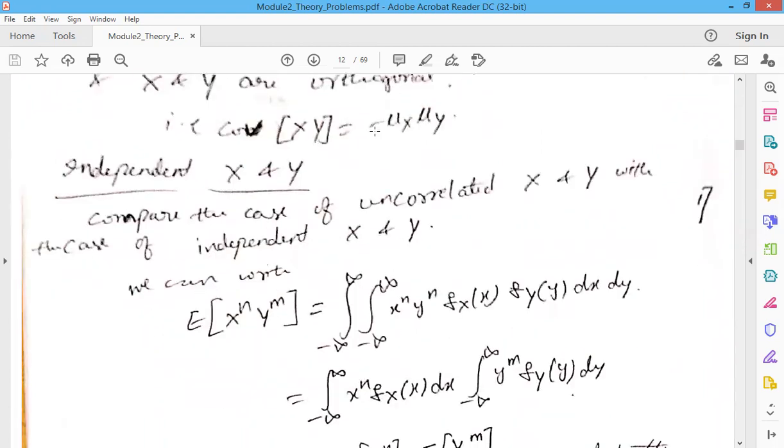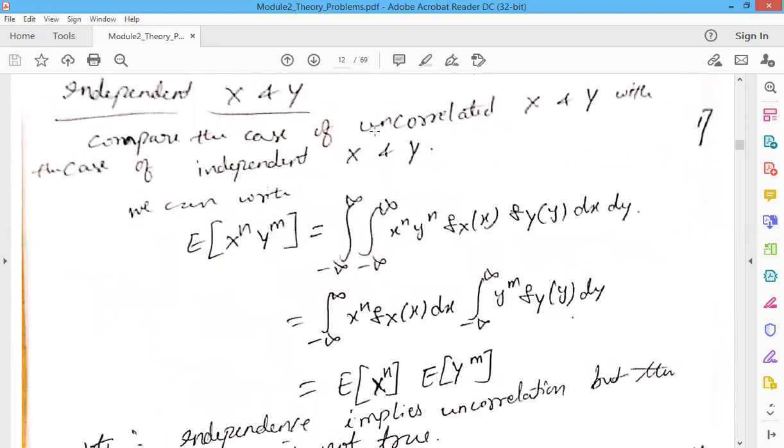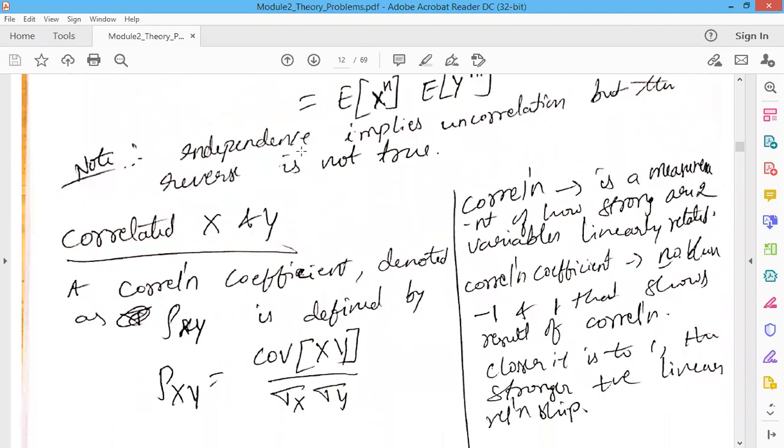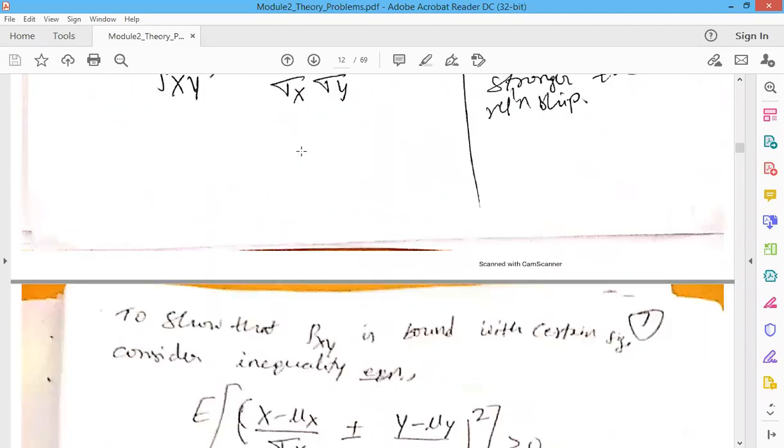So that equation represents the orthogonality property for the random variables x and y. Next is the independence between x and y. This one will continue in the next class. After going through the independence of x and y and some more equations, we'll go for solving problems on these topics. So now I'm winding up. Thank you.